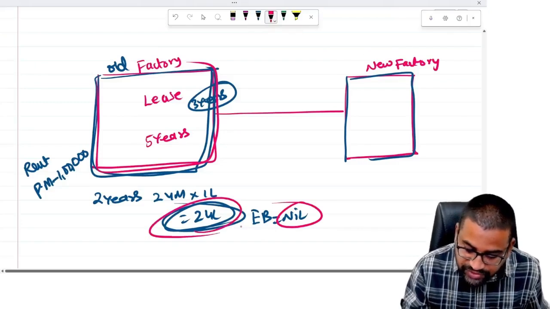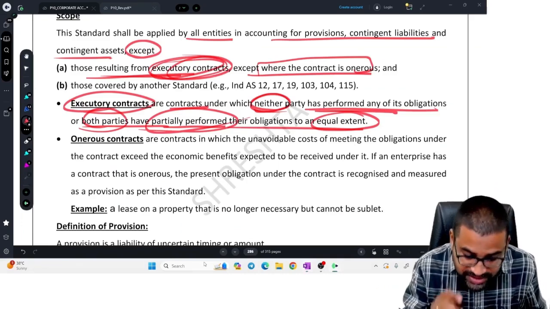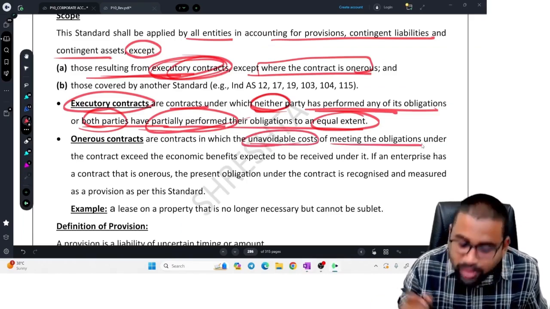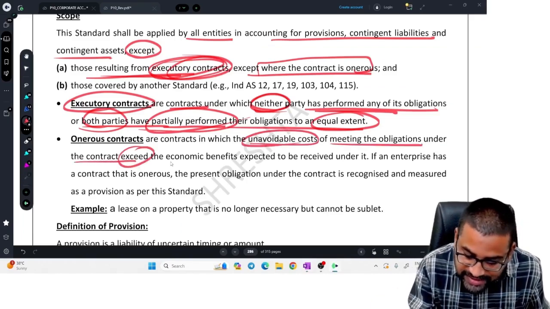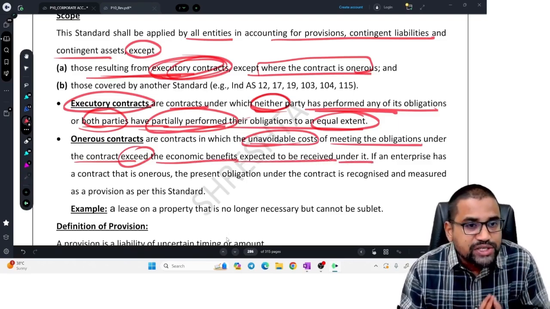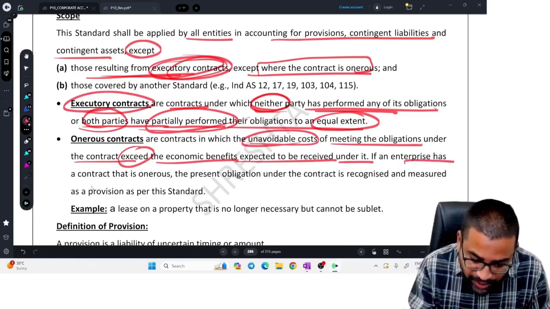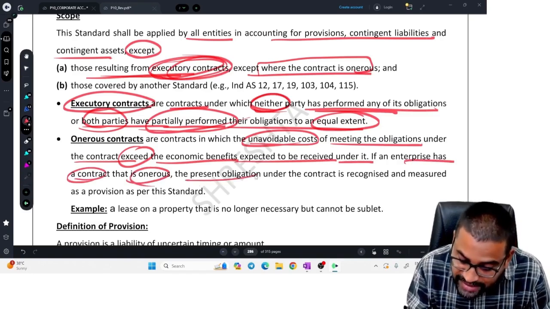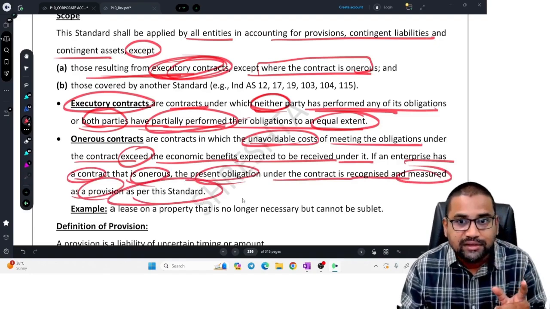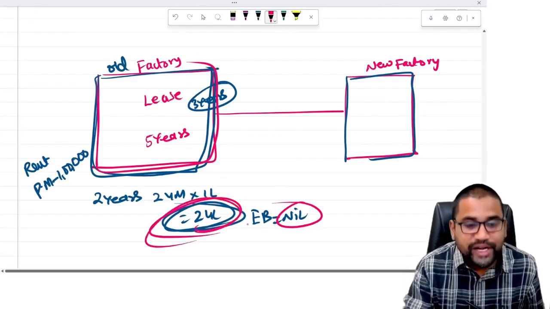So in this case, this 24 lakhs is your unavoidable cost of meeting the obligation, so you can create a provision. That is what onerous contracts are: contracts where the unavoidable cost of meeting the obligation under the contract exceeds the economic benefits expected to be received under it. What benefits are we expecting to receive from it, and what is the unavoidable cost of meeting the obligation? If an enterprise has a contract that is onerous, the present obligation under the contract is recognized and measured as a provision as per the standard. So they will ask, suppose in this case, will you create a provision? Yes, present obligation 24 lakhs, you create a provision.